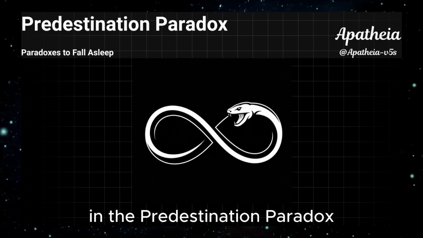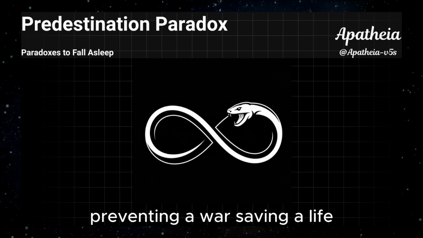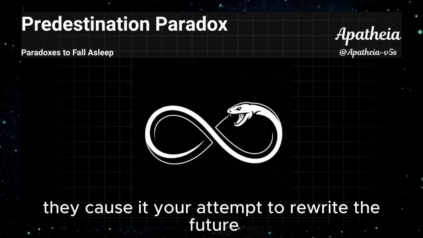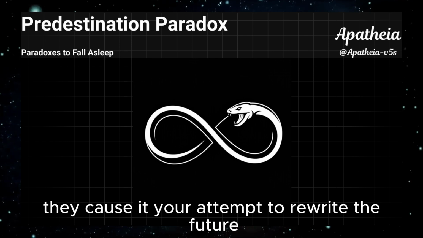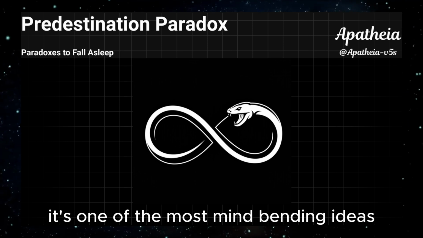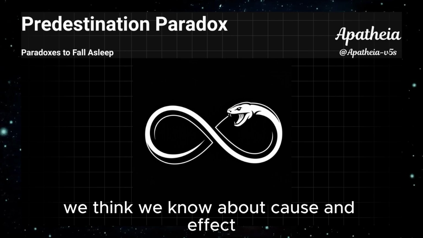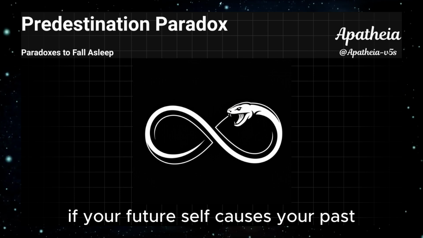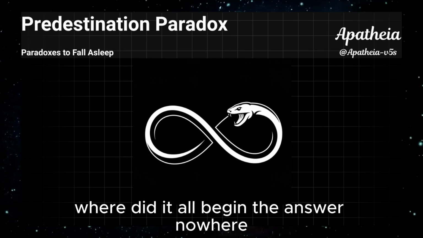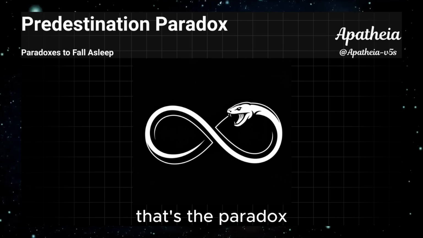In the predestination paradox, you travel back in time thinking you're changing something, preventing a war, saving a life, warning someone. But your actions don't prevent the event, they cause it. Your attempt to rewrite the future becomes the reason it happens. It's one of the most mind-bending ideas in time travel theory because it challenges everything we think we know about cause and effect. If your future self causes your past, then what's the original cause? Where did it all begin? The answer? Nowhere. That's the paradox.